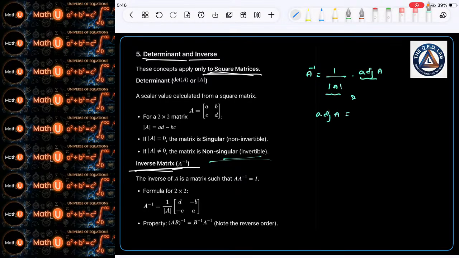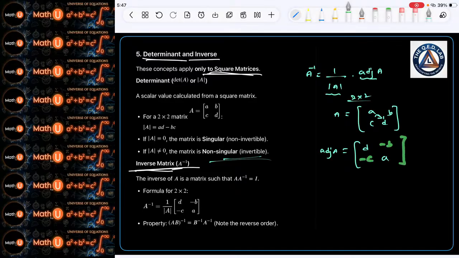The adjoint of A for a 2 by 2 matrix, I will give a shortcut trick to find it. For example, A B C D is a 2 by 2 matrix. This is the matrix A given, then the adjoint of A is equal to: just interchange the diagonal elements and take the opposite sign for the non-diagonal elements. If it is plus B, we get minus B, if plus C, we get minus C. This is the adjoint of A, for a 2 by 2 matrix.